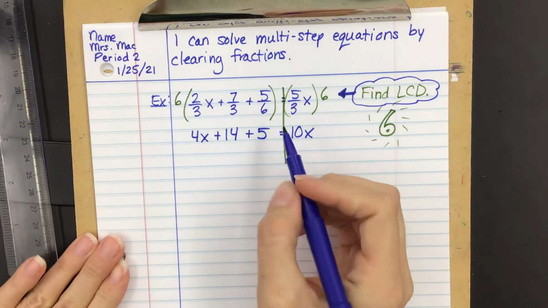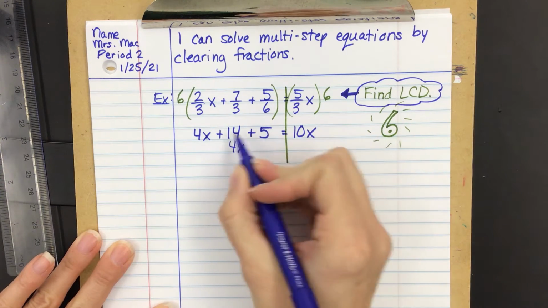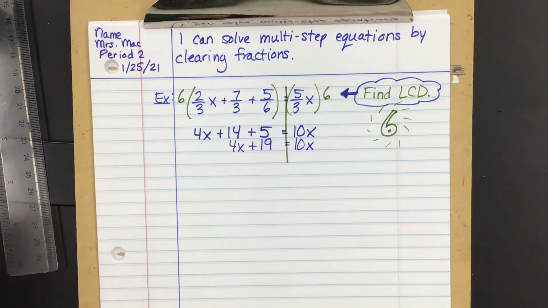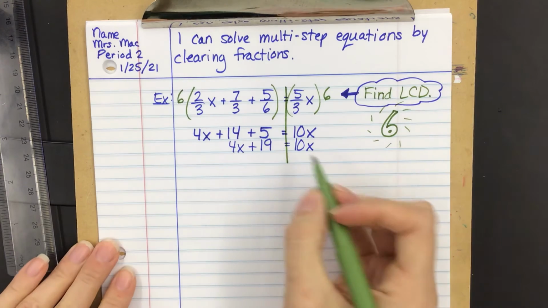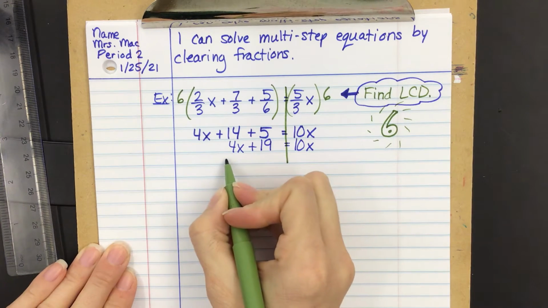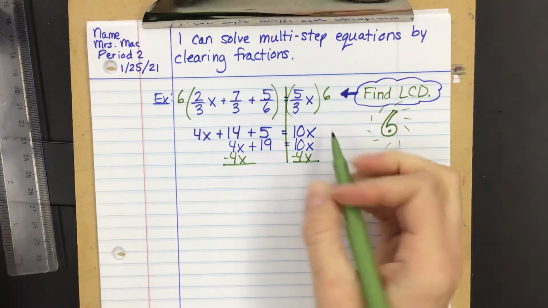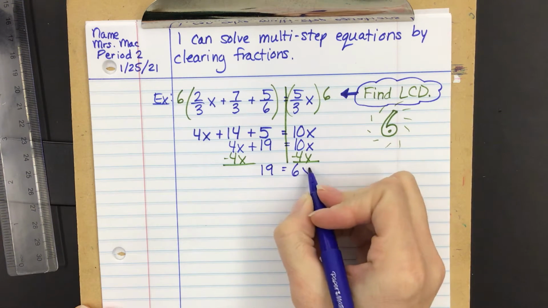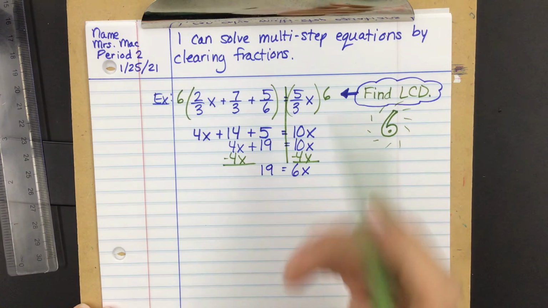All right. So now what we can do is we can combine some like terms here. So this is going to be 4x, and these constants can be combined. Okay. Once we have simplified both sides of the equation, we can move those variables over to one side. So I'm going to do that. I'm going to subtract 4x from both sides. Okay. And we'll get 19 is equal to 6x. And then we'll divide both sides by 6.